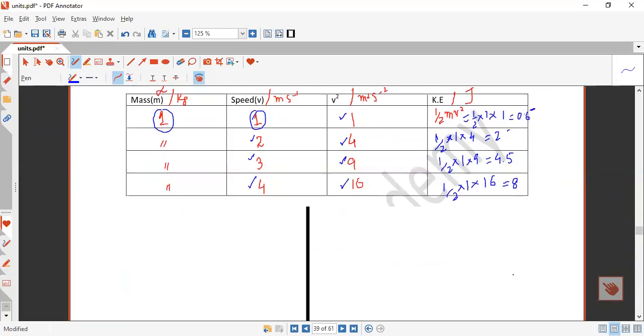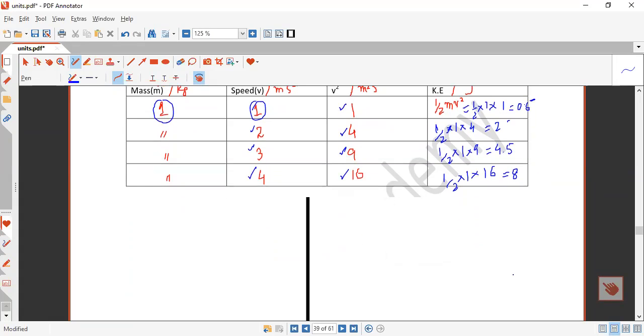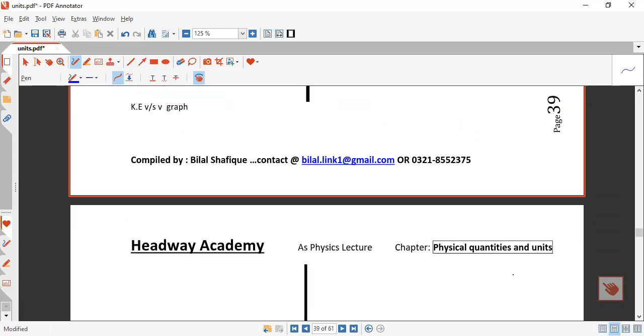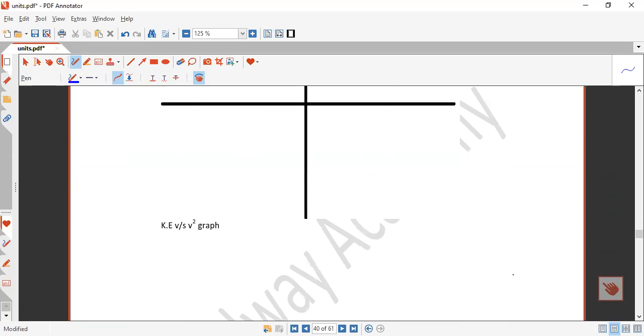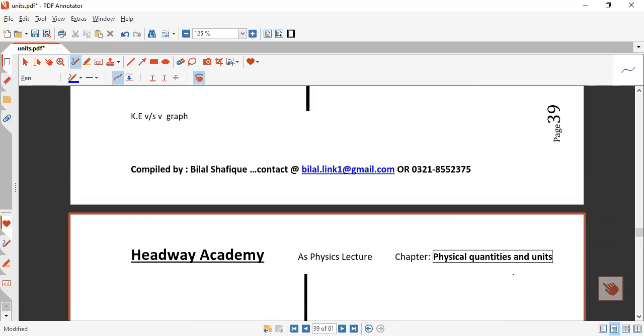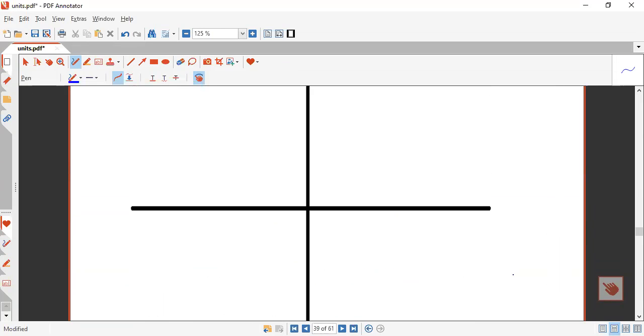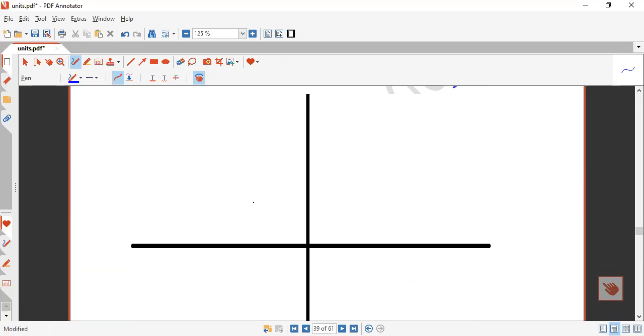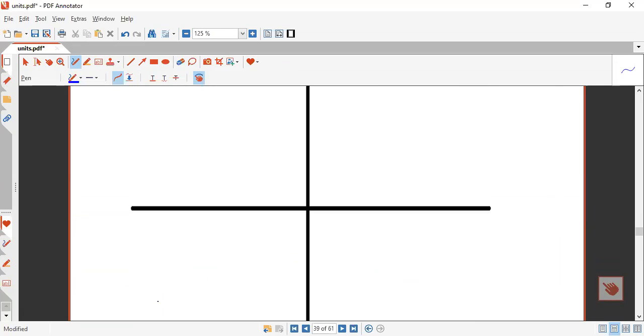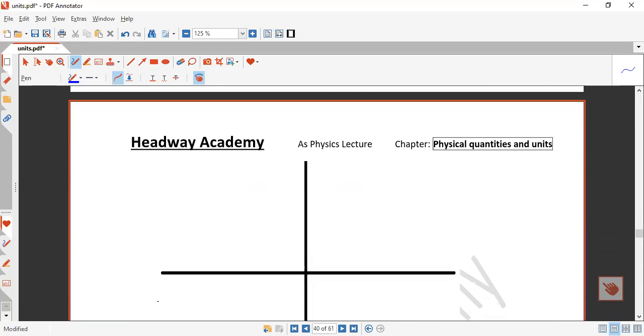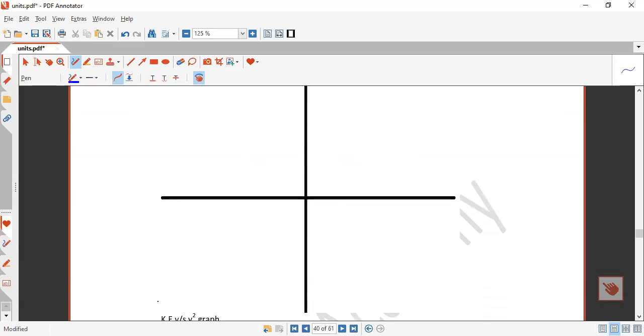Now we have to plot it, right? So plot what and what? Let's talk about it. We have to plot two graphs. So listen very carefully, right? Okay. So let us start with the second graph. Let me first draw the second graph. Kinetic energy versus v square.